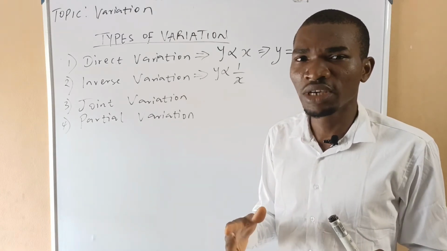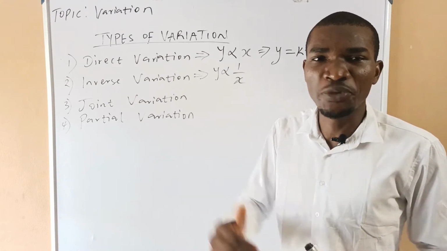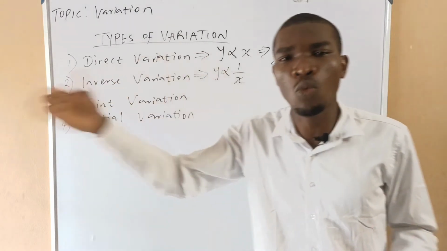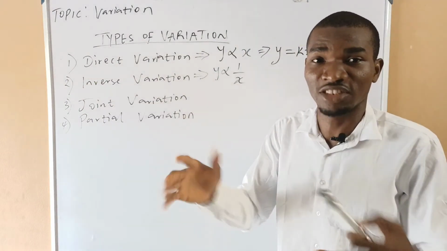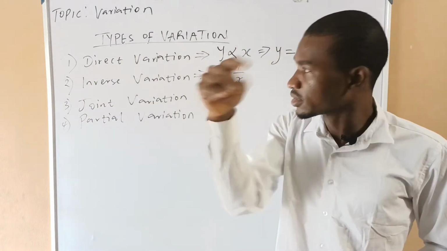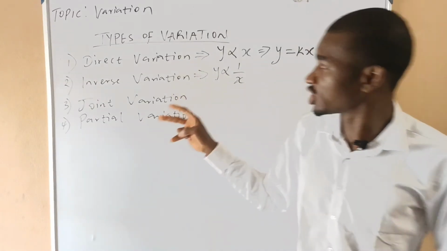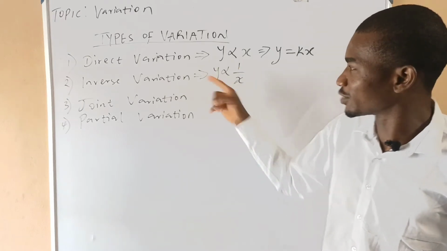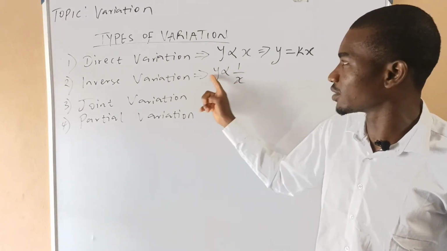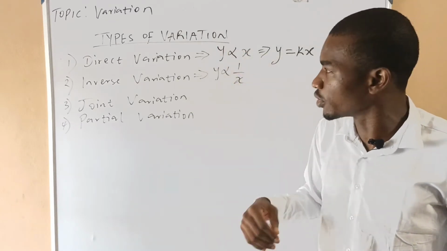Joint variation tells us of the relationship that exists between two or more quantities. Remember, direct variation is a relationship that exists between two quantities only. The same thing with inverse variation: it is a relationship that exists between two quantities also. Looking at the two quantities, they are the x and the y respectively. And in direct variation, the x and the y respectively also.